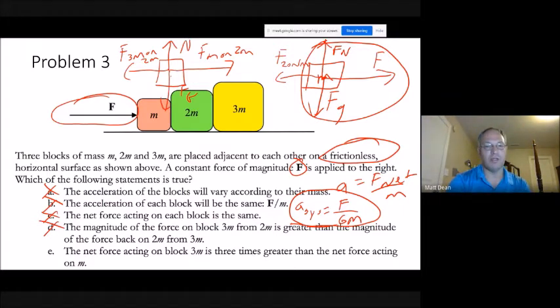So let's look at E. The net force acting on block 3M is 3 times the net force acting on M. Well, we just got through saying that their accelerations have to be the same. If their accelerations are the same, and this one has a mass 3 times this one, then the net force acting on this one has to be 3 times the net force acting on this one. Otherwise, their accelerations won't be the same. So E is our correct answer.